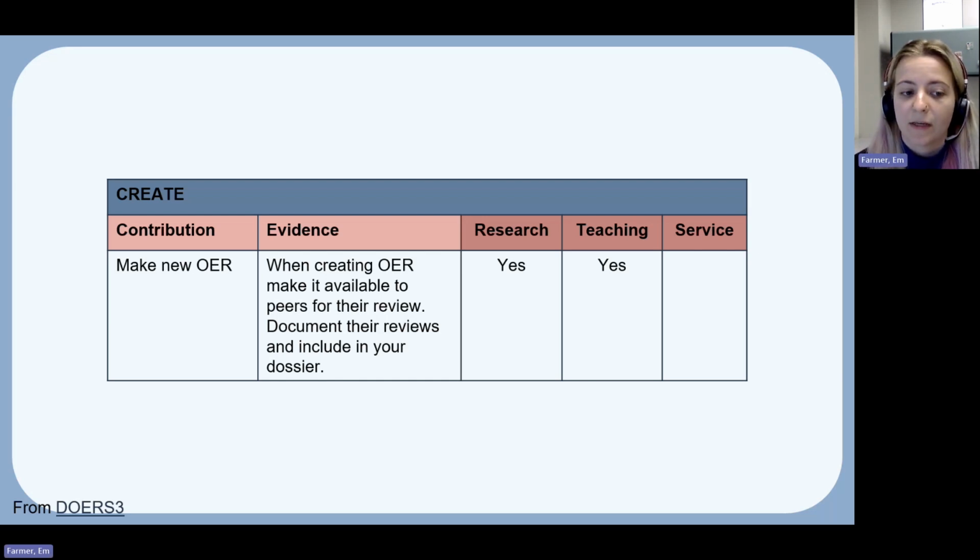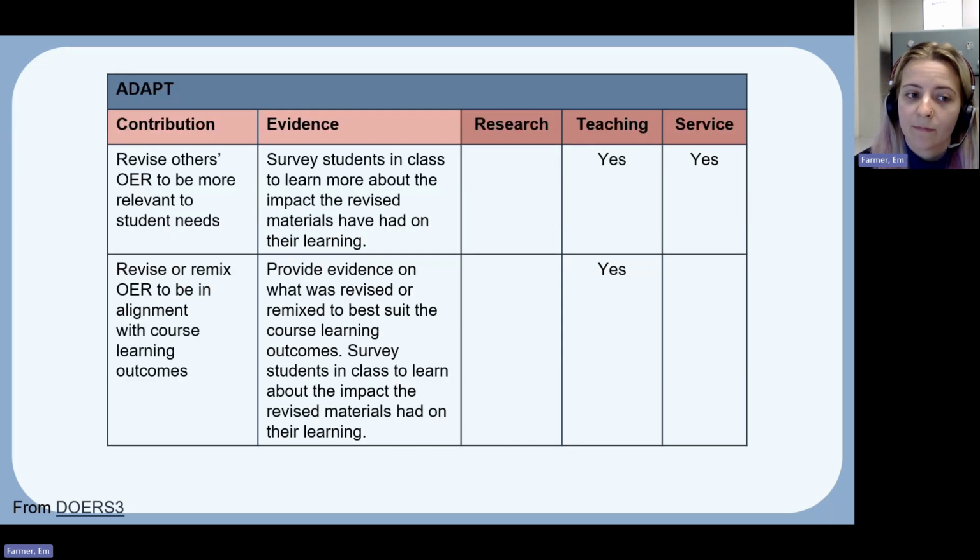But if you're adapting OER rather than creating, this is still something to be included. For example, if you revised another's OER to be more relevant to your students, that could fall under teaching or service categories, or if you revised it to be in more alignment with course learning outcomes, that could still be with teaching. But with both of these examples, faculty members must follow up with their students and survey them in some way, shape, or form to determine the effect that OER had on their learning and their experiences.